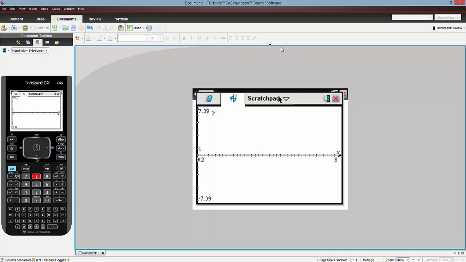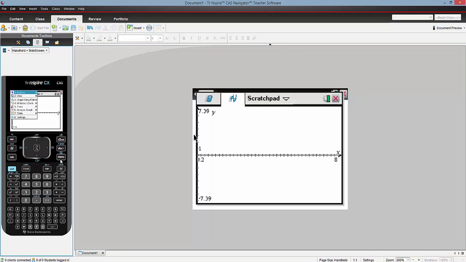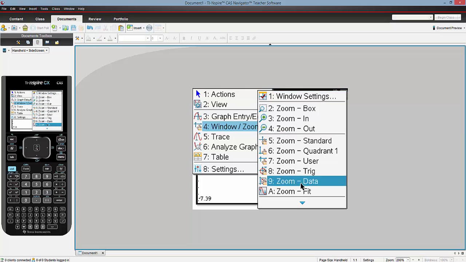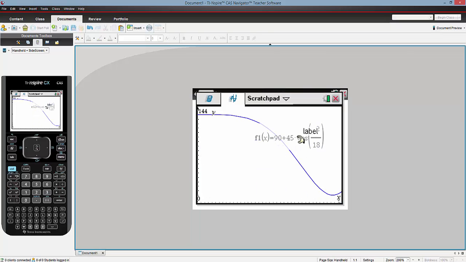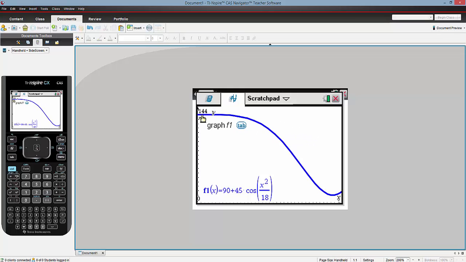Now from here, notice how I still can't see the graph. I'm going to go to Window again, and go to Zoom Fit. So you see how I have my cosine graph now. The blue function here is the rate at which the gravel is incoming into the plant, getting ready to be processed.